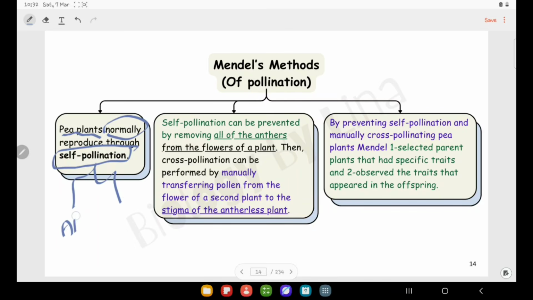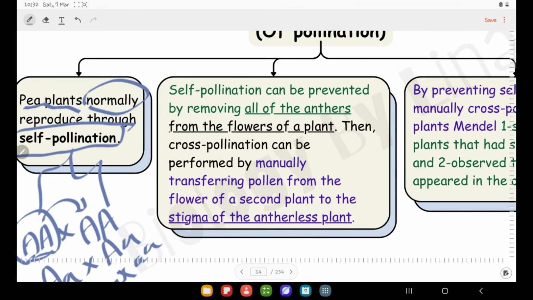For example, if you cross A capital with A capital, this is self. A capital A small with A capital A small, this is also self-pollination. A small with A small. If you cross the trait by itself, it's self-pollination. Self-pollination, how can it be prevented?